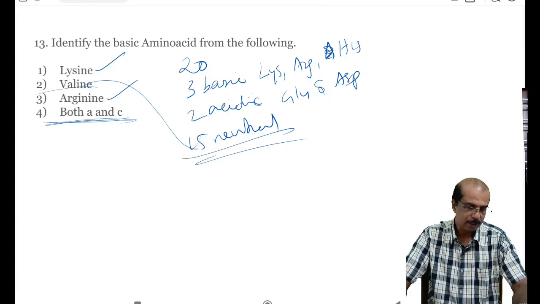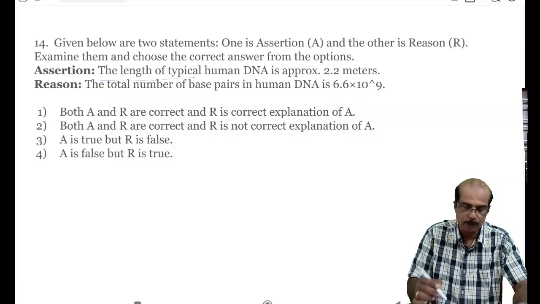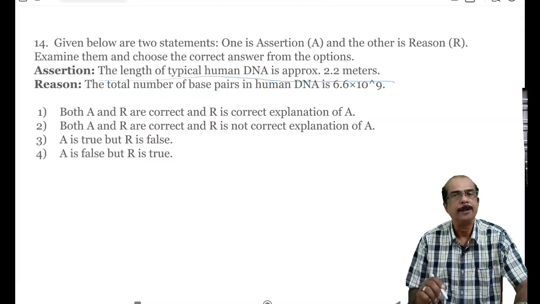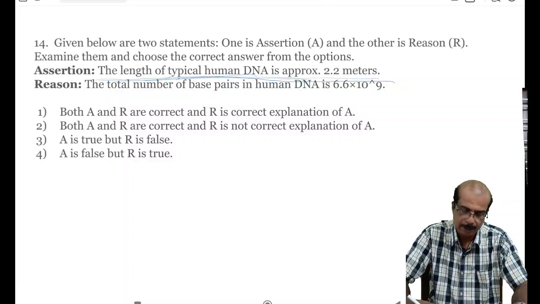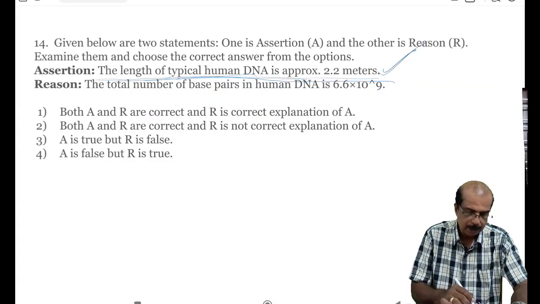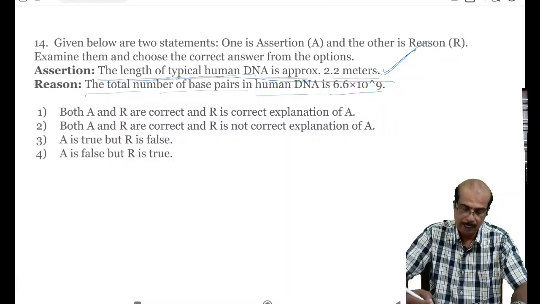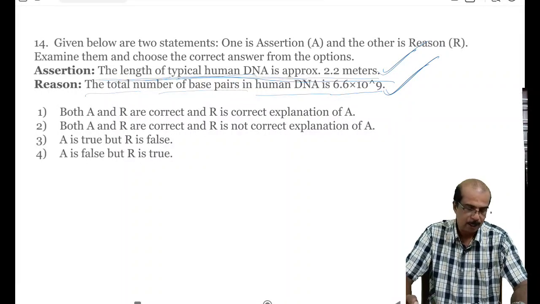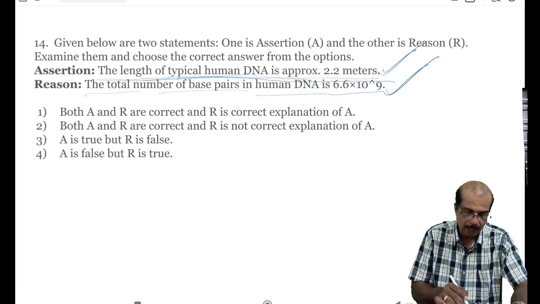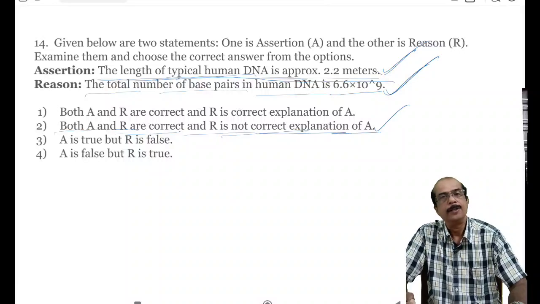Okay. Next question. Again assertion reason. What about the assertion? The length of typical human DNA is approximately 2.2 meters. The data is already given in the textbook. We know that a typical human DNA length is 2.2 meters. The assertion is the correct one. What about the reason? The total number of base pairs in human DNA is 6.6 into 10 raised to 9. The reason is also correct, but there is no relationship between assertion and reason. So our answer is both A and R are correct, but R is not the correct explanation of A. Choice 2 will be the answer to this question.